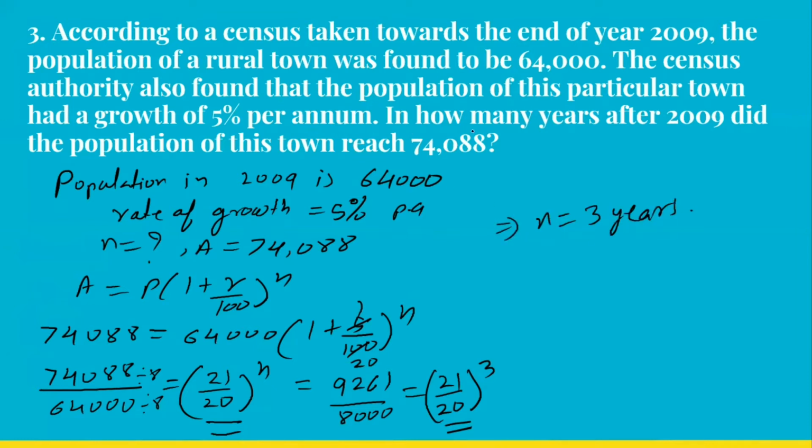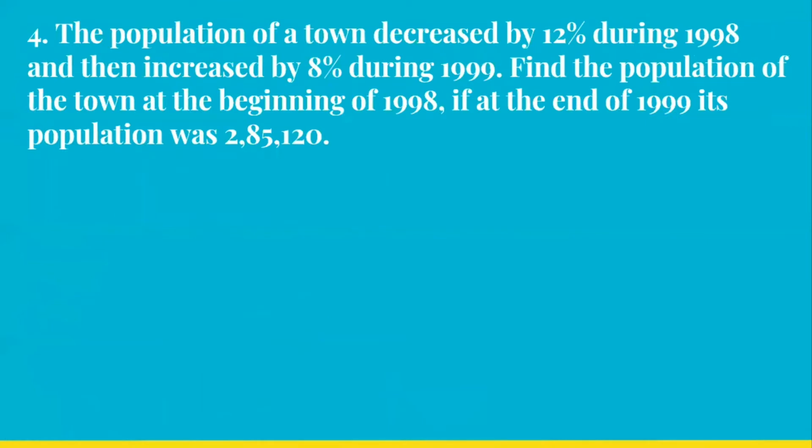So we can say that in 3 years after 2009, the population of this town has reached 74,088. Got it? Easy. Let's move on to question number 4 now. In question number 4, the population of a town decreases. There is a decrease. This is depreciation now.